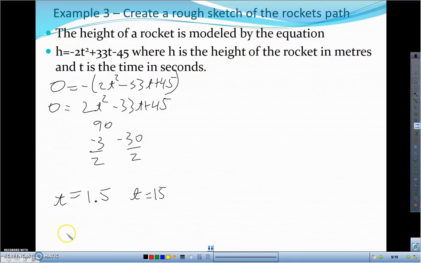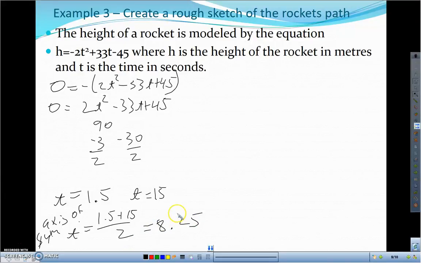I can now find the axis of symmetry by adding these two numbers together and dividing by 2. t is equal to 1.5 plus 15 divided by 2, and that would equal 8.25. This is not going to be nice.